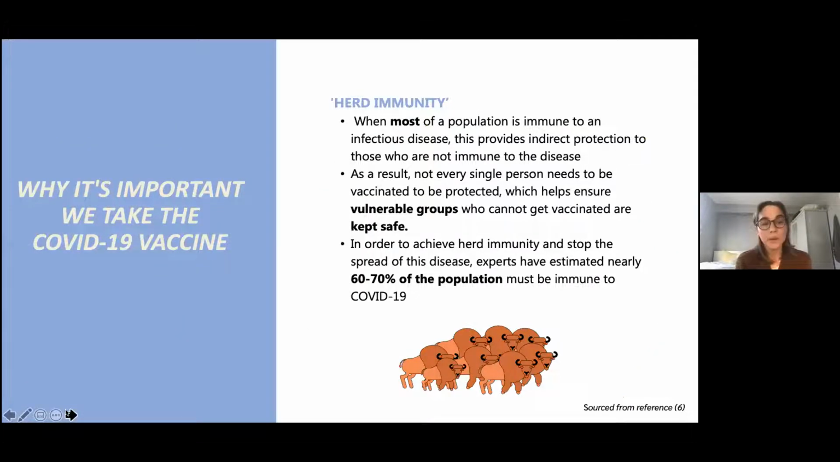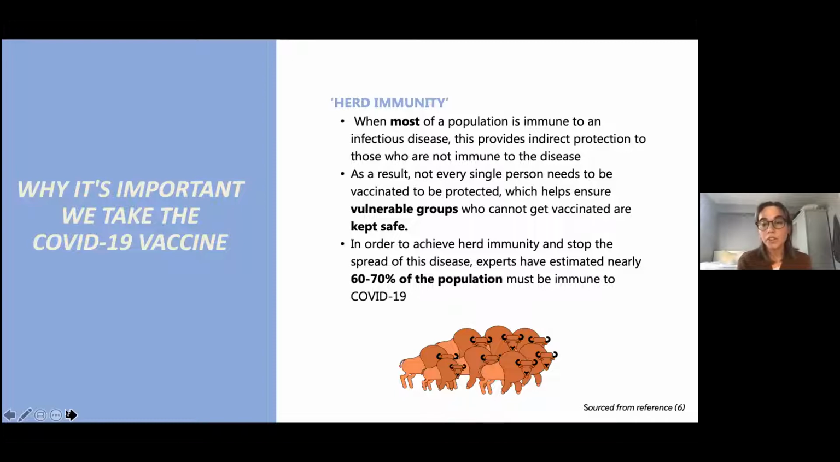So why is it important that we take the COVID-19 vaccine? It's important because we need to achieve herd immunity. Herd immunity is when most of a population is immune to an infectious disease, and this will provide indirect protection to those who are not immune to this disease. As a result, not every single person needs to be vaccinated to be protected, which helps ensure that vulnerable groups who can't get vaccinated are kept safe.